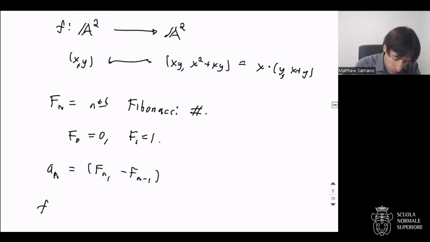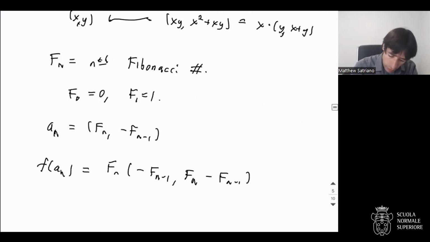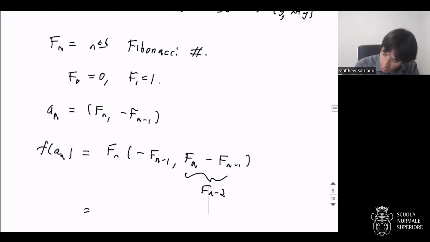And let's see what happens when we apply our map. That's going to be F_n times negative F_(n minus 1), and then F_n minus F_(n minus 1), which is F_(n minus 2). So this whole thing becomes, pulling out a negative, F_(n minus 1), negative F_(n minus 2). And so we've just decreased the sequence.